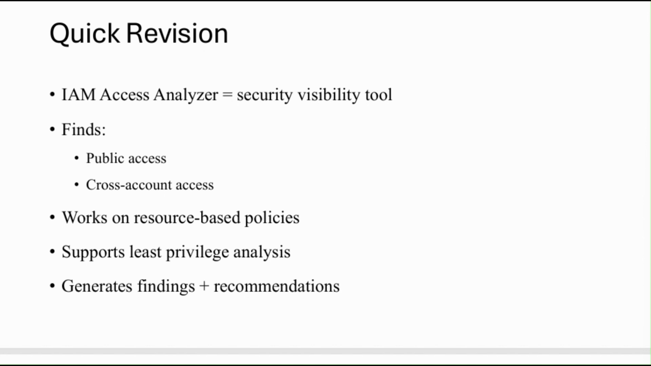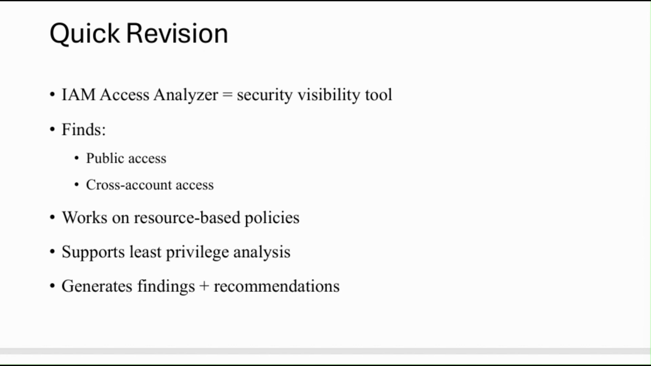Let me remind you of all the important points we learned today. Point 1, IAM Access Analyzer is equal to Security Visibility Tool. It helps you see who can access your resource and if anything is dangerous. Point 2, find these things. So there are two things. First is public access. That means resources anyone can access. And the second one is cross account access. That means resources another AWS account can access.